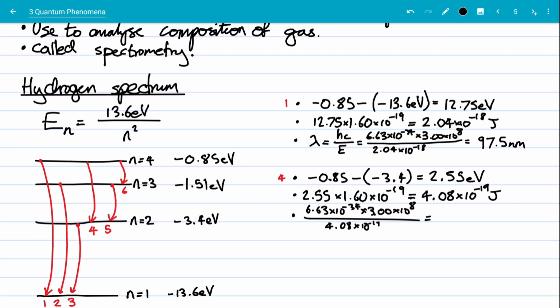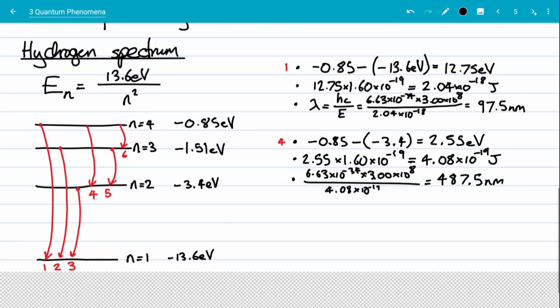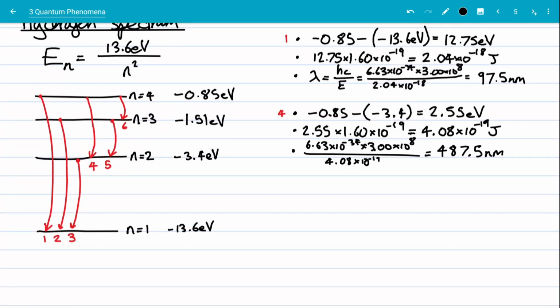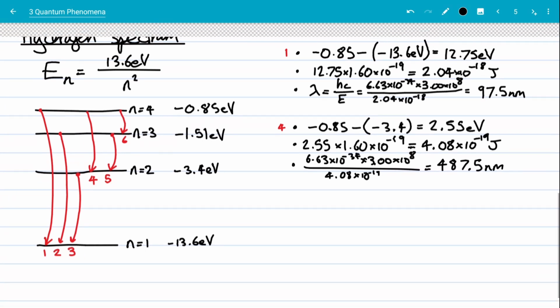So 6.63 times 10 to the negative 34, 3 times 10 to the 8. That gives us about 487.5 nanometers. That is visible. That's going to be towards the bluer end of the spectrum. Somewhere between green and blue. So towards the bluer end of the spectrum. And so on and so on. So that's a visible transition. And we can analyze all the transitions and see which are visible, which are not.